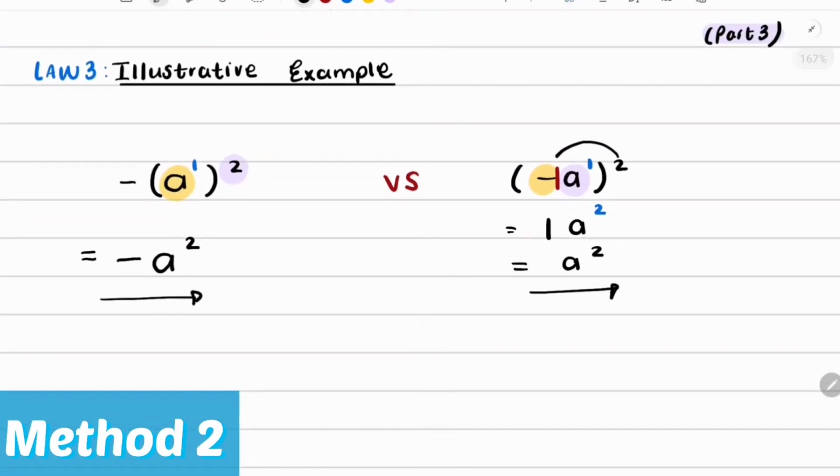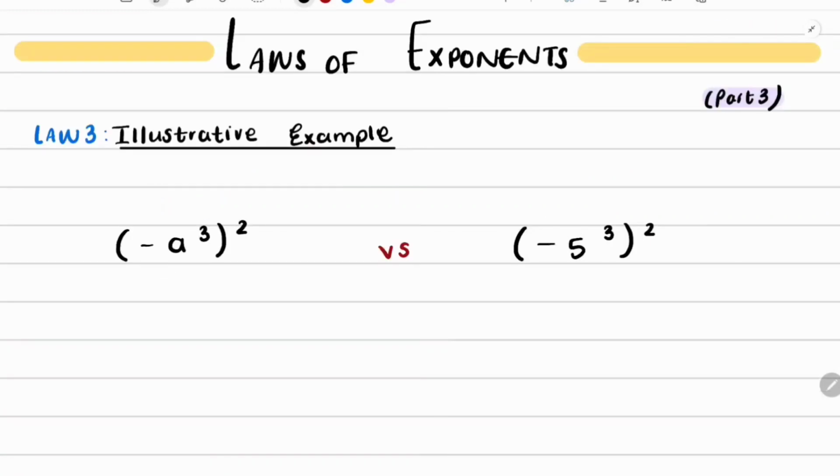So just remember, whenever you have a negative variable or number that is being raised to an even exponent, it's going to end up becoming positive. Okay, so here are two examples that we can compare. You can have a go at this one and then play for the solution.